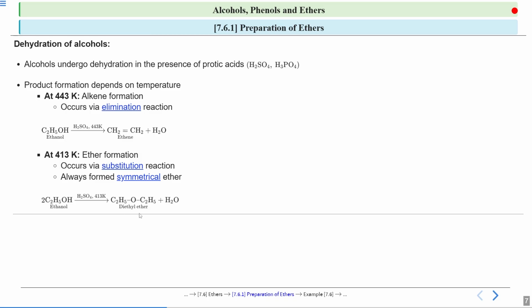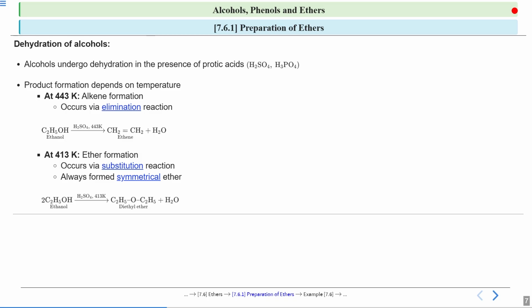So since there are 2 ethyl groups, you will write diethyl ether. Common names are written in the form alkyl ether. So here there are 2 ethyl groups, so you will write diethyl ether. Okay, so this happens in dehydration of alcohols.